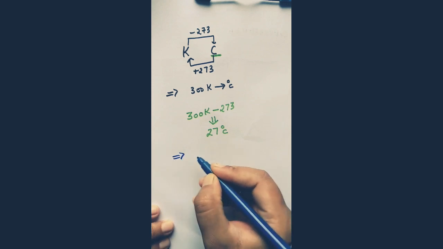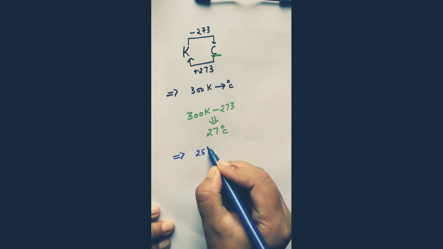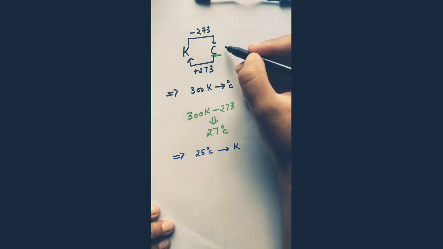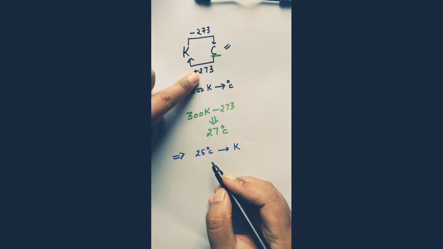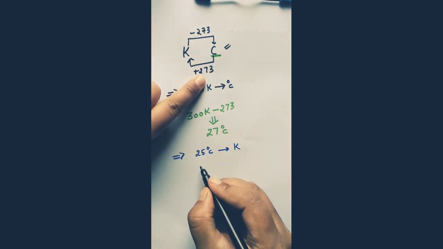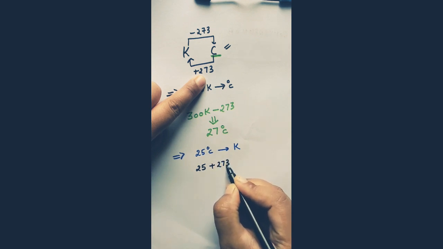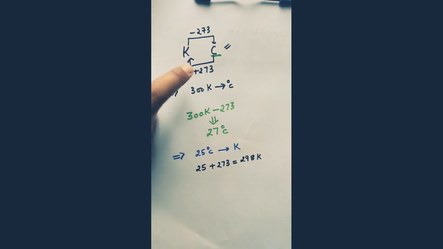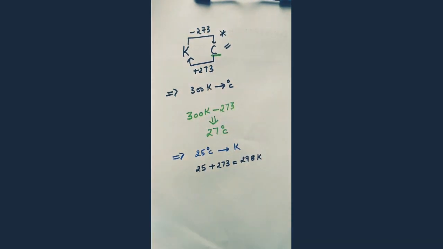Now we have the next question of conversion. What you have to do is convert 25 degrees Celsius to Kelvin. Now again just look above, from Celsius to Kelvin, you just have to add 273 to it. So now we'll be adding 25 plus 273, that would give the value in Kelvin, that is 298 Kelvin as our answer. We just have to remember this way, right?